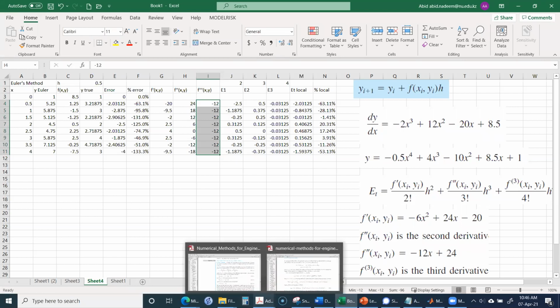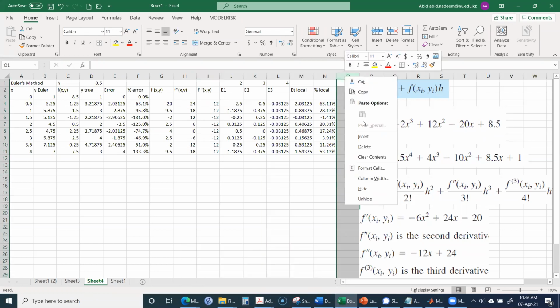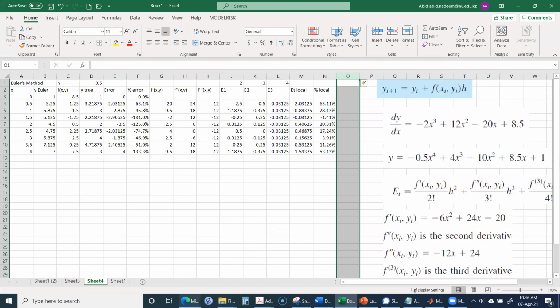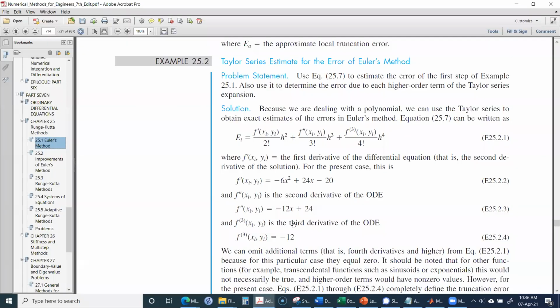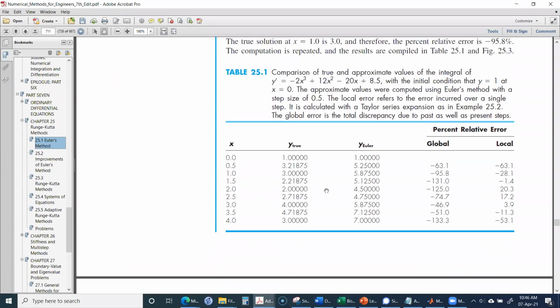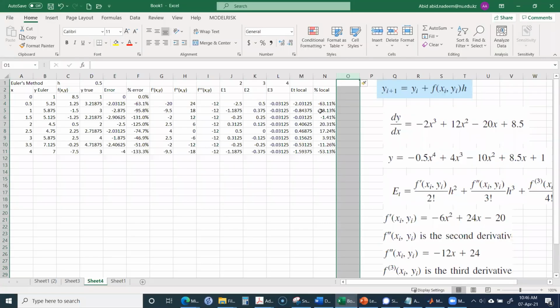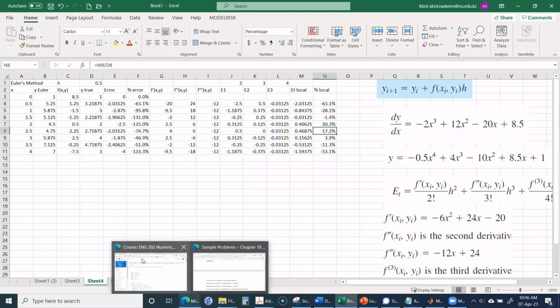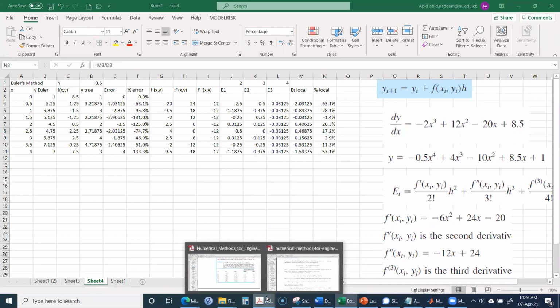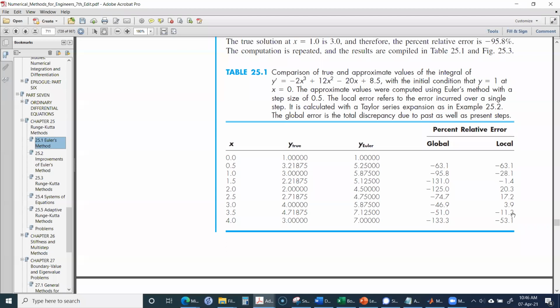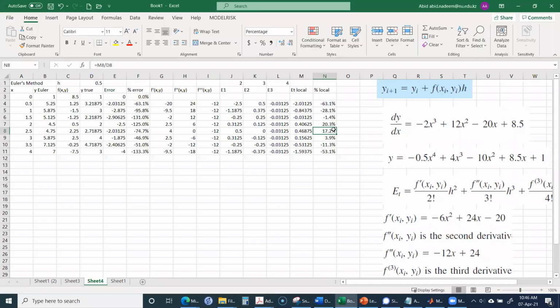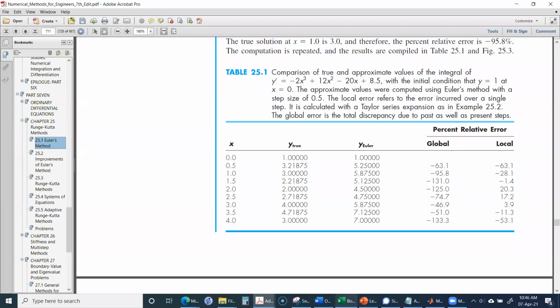So are these the same values which I got before? Yeah, so minus 63.1, minus 28.1, minus 1.4, 20.3, 17.2, 3.9, minus 11.3, and the last one is minus 53.1%. So we got exactly the same answer.